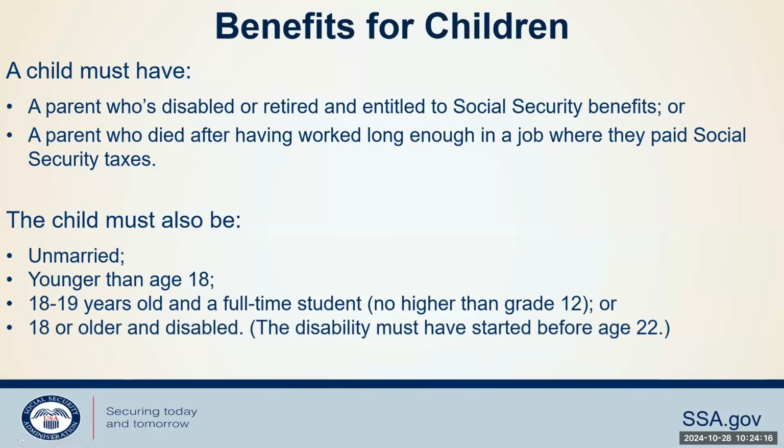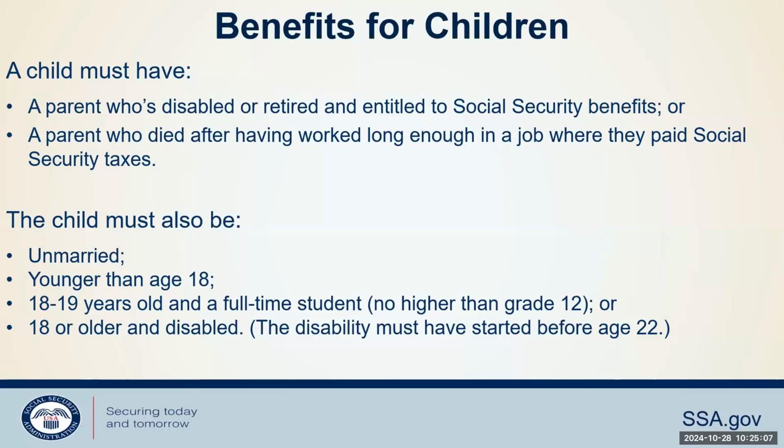So children can also receive off of a wage earner's record. That parent who has worked and paid into Social Security could either be disabled, receiving Social Security disability or Social Security retirement, or they worked, paid into Social Security and unfortunately passed away. So a child must be younger than the age of 18, or if they're still in high school, we will pay them past the age of 18 up to either high school graduation or the age of 19, whichever occurs first. So it will pay in most scenarios up to graduation or 19. 19 is the absolute maximum that it'll be paid out.